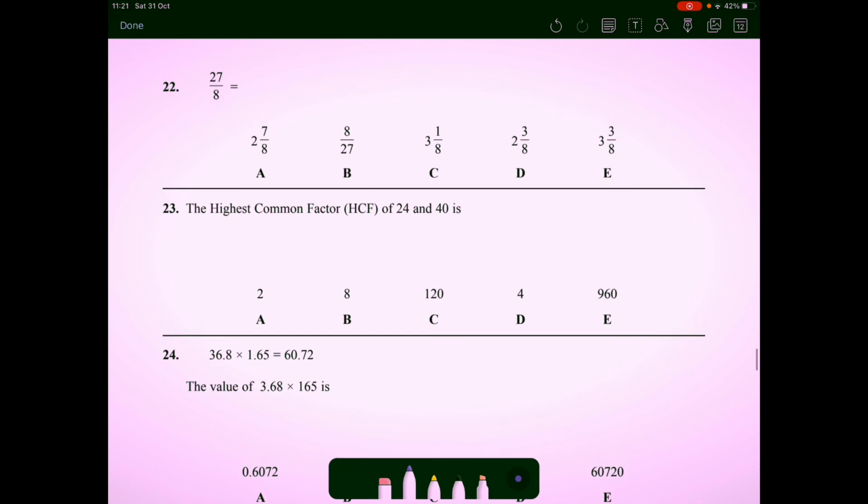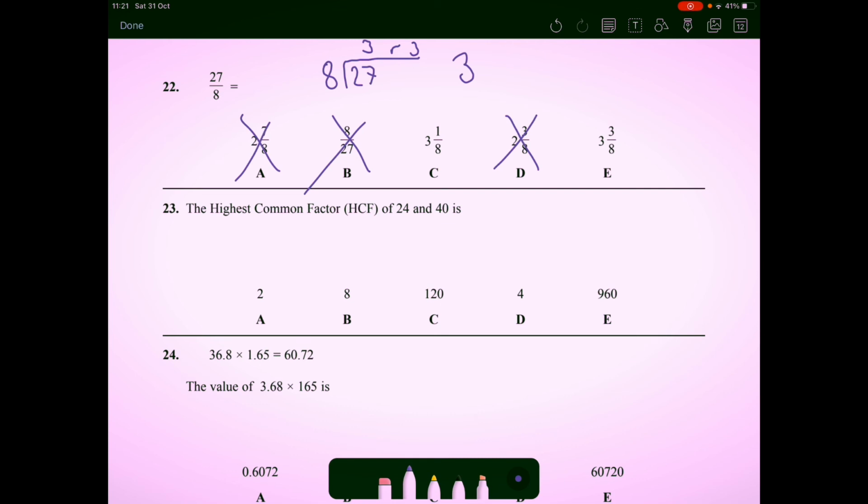Okay, question 22. Bearing in mind this is a non-calculator, this needn't be as hard as we think. Remember that fractions are division. The numerator divided by the denominator is just division. How many 8s into 24? It's going to go 3 times, and there are going to be 3 left over. So we're looking for basically an answer of 3 and something. So it can't be that one, can't be that one, and it can't be that one. Immediately we've ruled out 3 options.